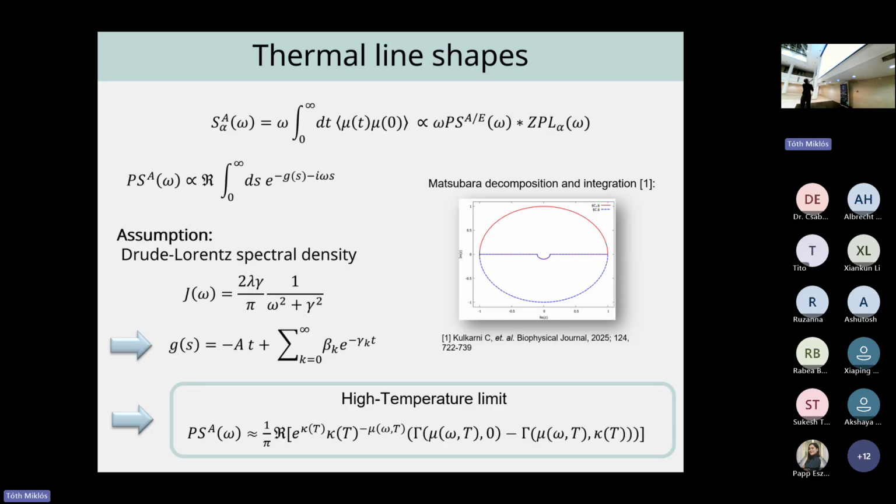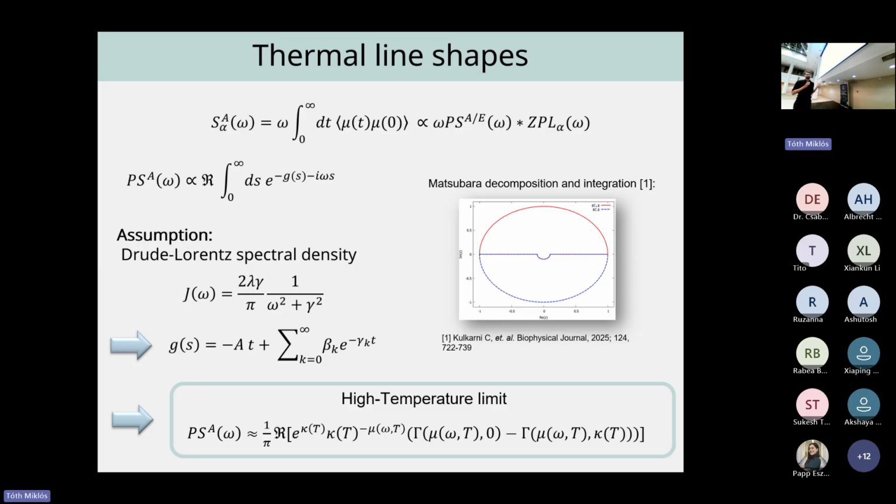However, of course, and we have talked about this a little bit already, this is just an assumption of Drude-Lorentz spectral density. So this might not be physically the correct spectral density for the system, but because we are only interested in trends and not in the intricacies, we are completely fine with making this assumption.